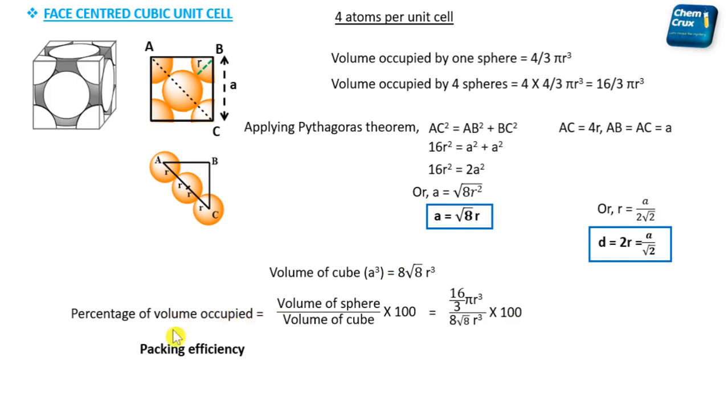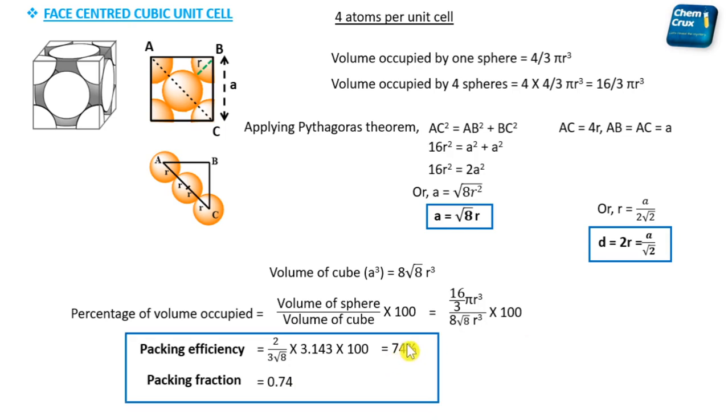Percentage of volume occupied is actually packing efficiency, and on calculation of these values, we will get packing efficiency as 74%. And if we write it in terms of fraction, it will be equal to 0.74. So for face-centered cubic unit cell, these are the values of packing efficiency and packing fraction.